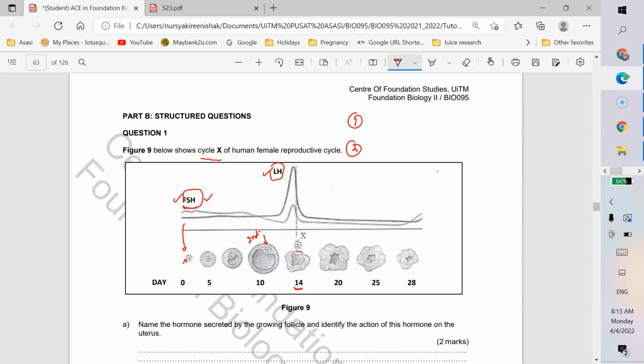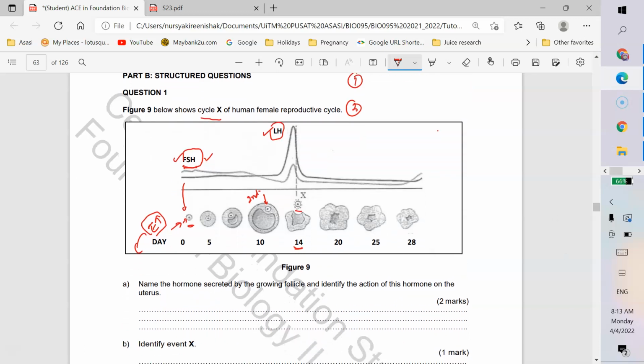As the follicle grows, the cells of the growing follicle will produce estrogen and also progesterone, estrogen in high amount. What is the function of the estrogen secreted by the growing follicle? It is to stimulate the uterus. The estrogen will travel in your blood and reach the target cells in the uterus, causing the uterine lining to thicken. So that is what happens during the ovarian cycle.